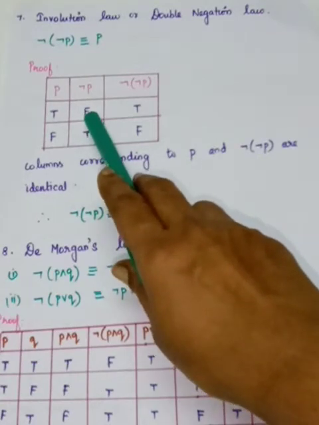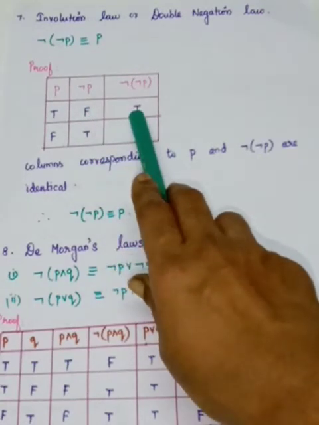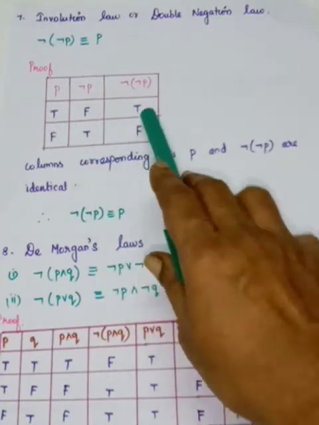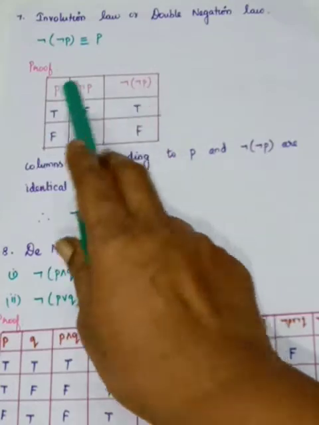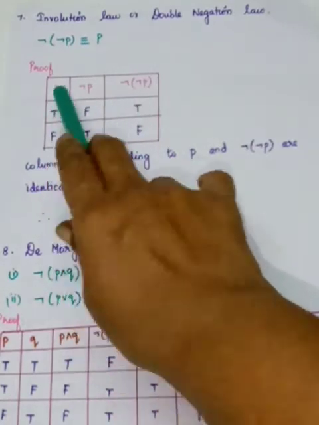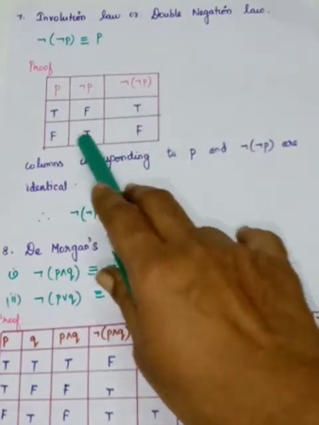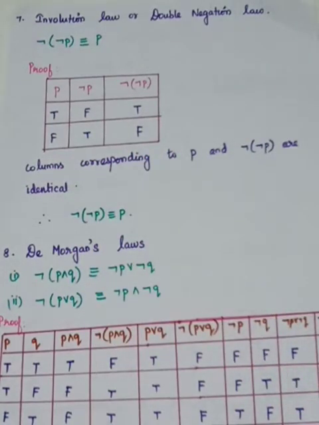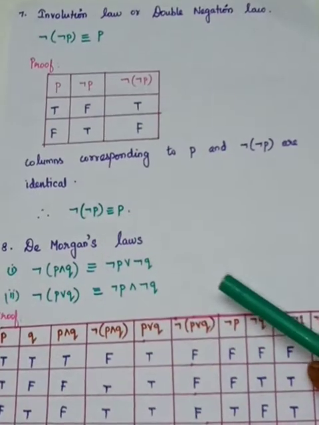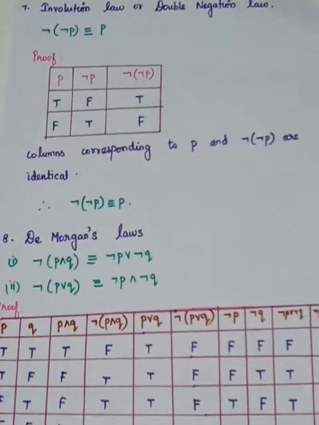If P is false, here you have to write true. This is true means it is false. This is equivalent to, these two are identical. Which two are identical? P and negation of negation P are identical. So therefore negation of negation P is equal to P. That is the involution law, or double negation law.